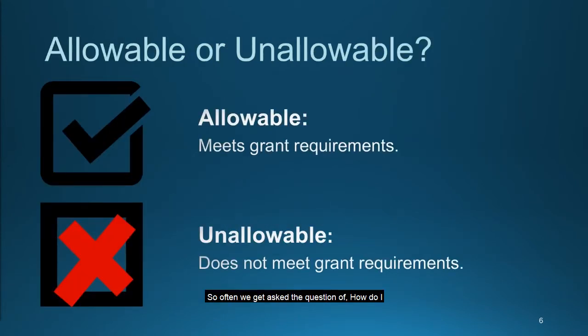So often we get asked the question of how do I know if it's allowable or not? Well, it's really a deceptively simple answer. If it meets the grant requirements, then it's allowable. And if it doesn't, well, then it's not. So we're going to talk a little about what that means from the cost principles perspective. And again, when we think about allowability, we're thinking about the grant requirements as a whole, not necessarily just the cost principles. They're kind of a starting point for us. So we're thinking about everything as a whole. Next slide.